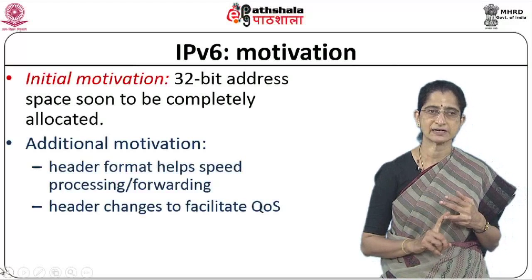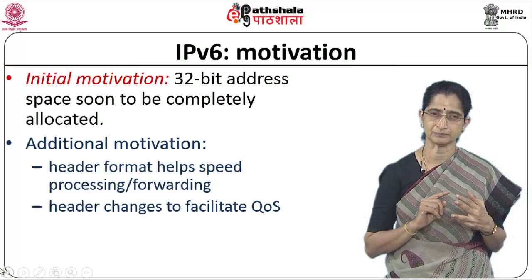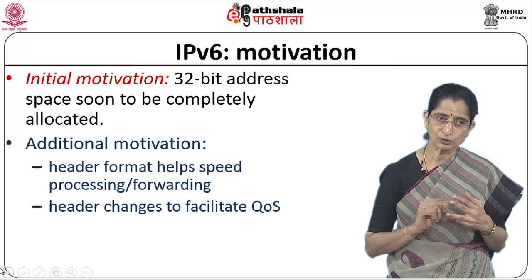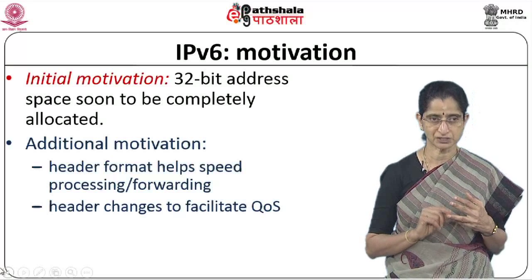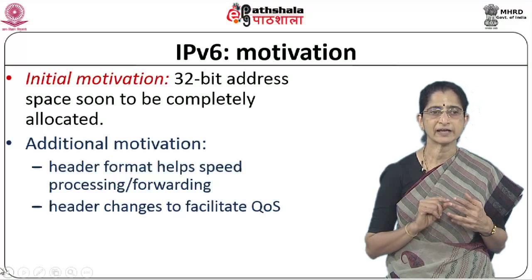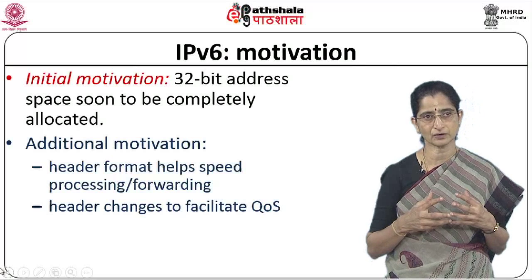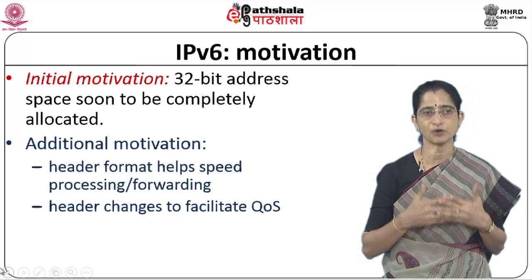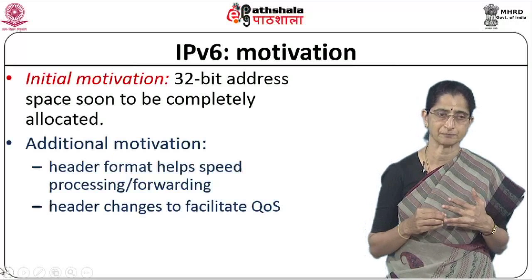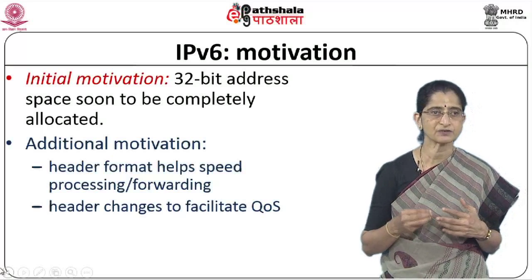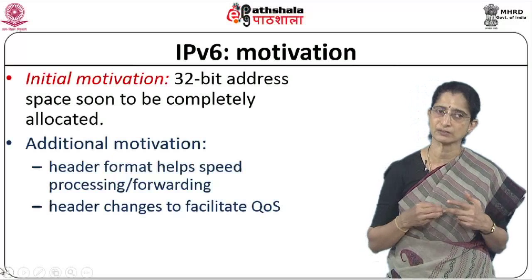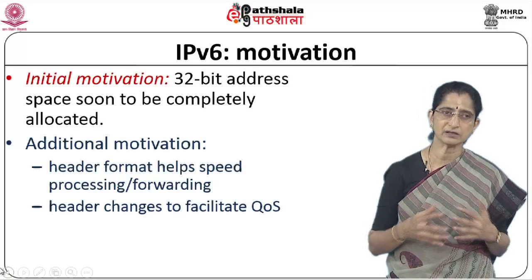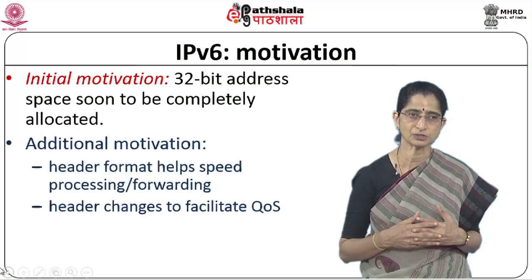An additional motivation was that with the increase in traffic, we definitely need very quick processing. So, when making a version change, we could also make sure that the header format and other things are modified in an appropriate manner, so that it helps in fast processing and forwarding of the data. In addition, there is always the need to support quality of service. So, that has also been included as part of the IP protocol. With these three goals, the version 6 protocol was designed.